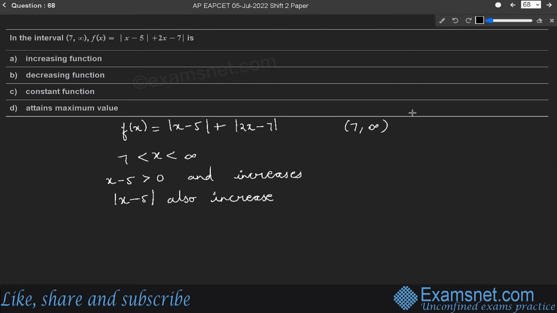Similarly, 2x minus 7 is also greater than 0 and it increases. Therefore, we can say that modulus of 2x minus 7 is also increasing.